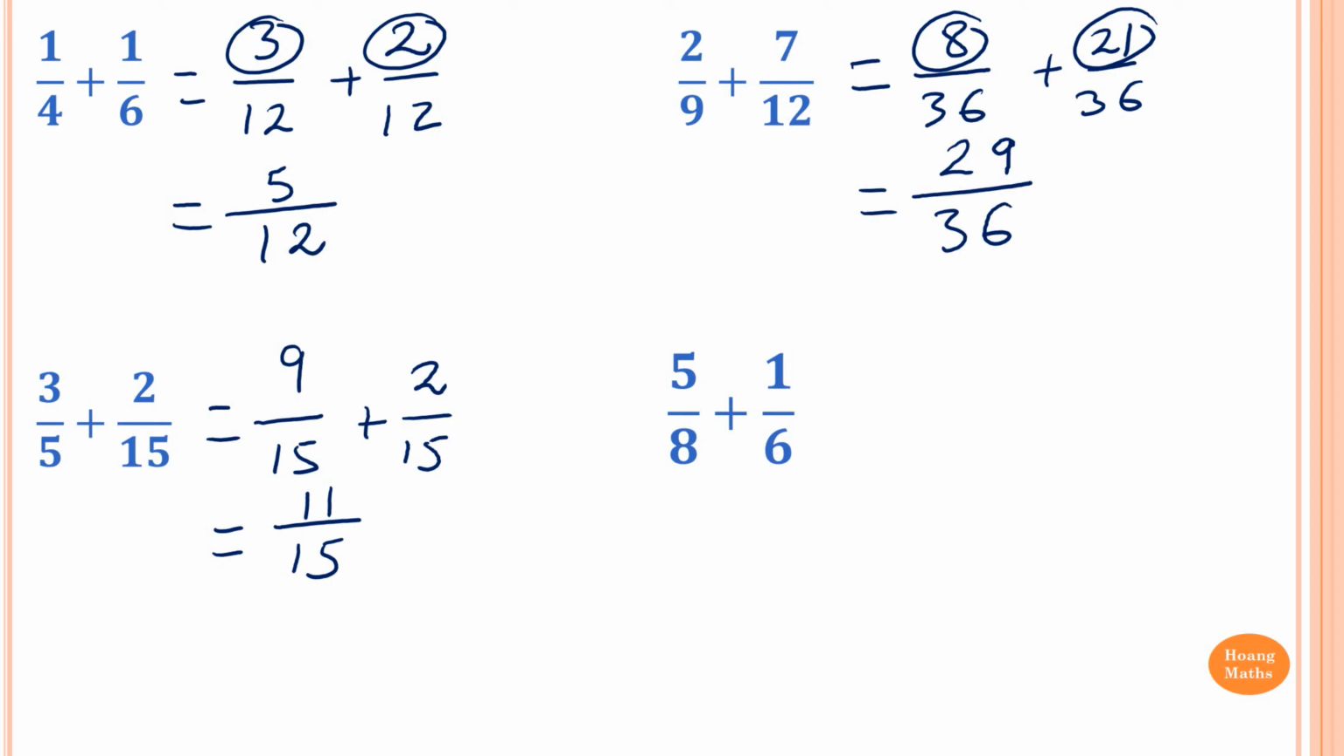Last one. So 5 over 8 add 1 over 6. So the common denominator is 24. Because if you list them out, for 8, list the largest number, which is 8, 16, 24. Because 24 is a multiple of 6 as well. So we stop there. So that means the denominator must be 24.